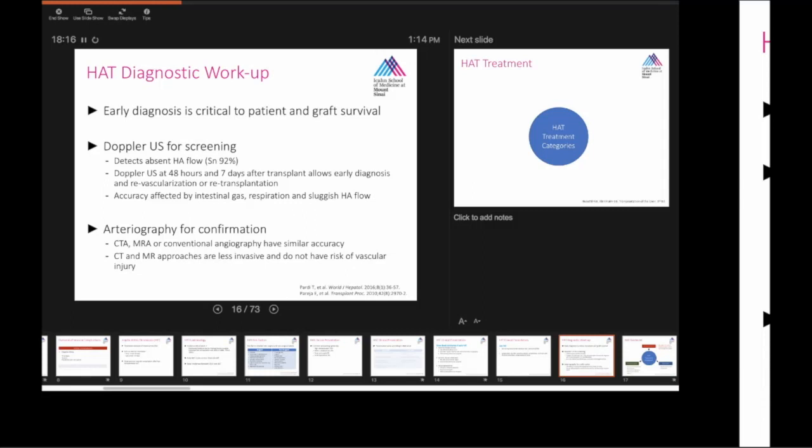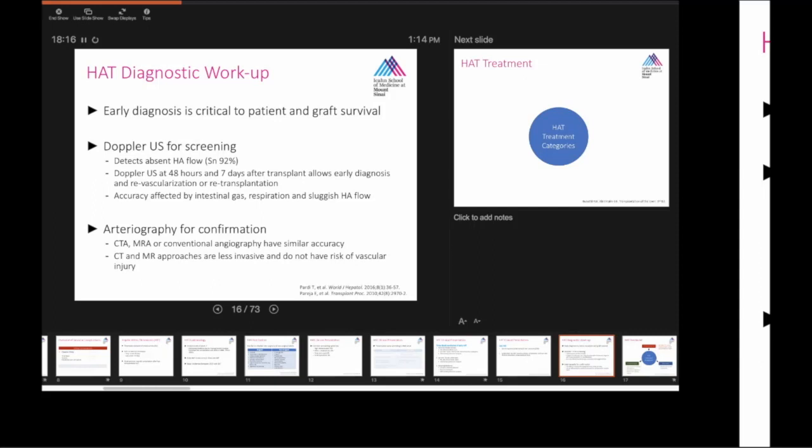And as you know, with any kind of ultrasound, it's affected by intestinal gas, respiration, and sluggish blood flow. And then if there's suspicion for HAT on the Doppler ultrasound, you need to confirm that with angiography. And you could either do imaging-based, CT or MRI-based angiography, or conventional angiography.